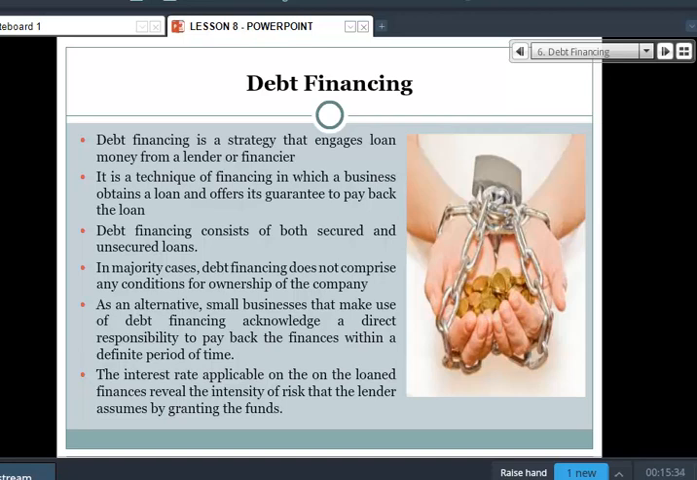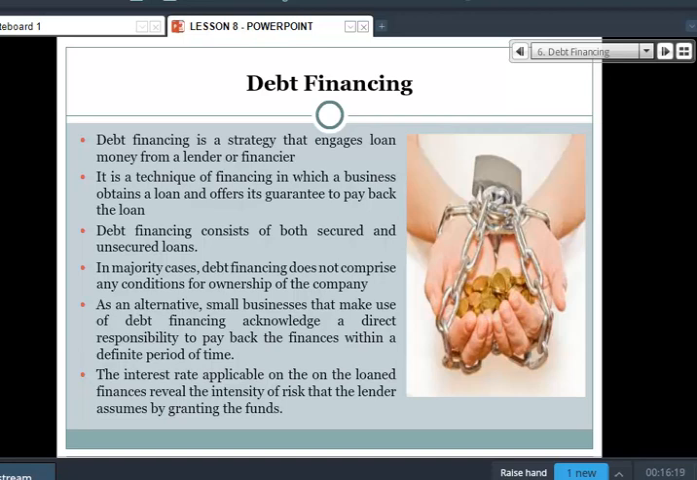So in some cases, the bank or the creditor offers the customers some boundaries and guarantees. The debtor needs to have fulfilled some documentation in order to apply for a loan. In the majority of cases, debt financing does not comprise any conditions for the ownership of the company. As the alternative, small businesses that make use of debt financing acknowledge a direct responsibility to pay back the finance within the definite period of time.